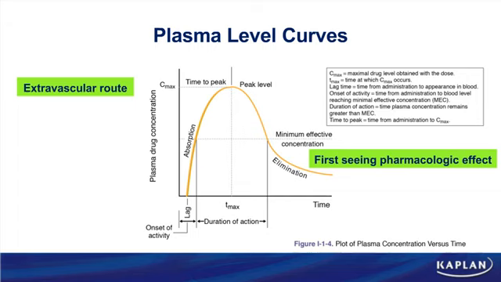How about make it simple? Duration of action is the amount of time that the drug is above the MEC, from where I first cross it in the process of absorption to when I cross that number again during the process of elimination. That's the duration of action. Now think about this. Are there ways to manipulate the shape of this curve?